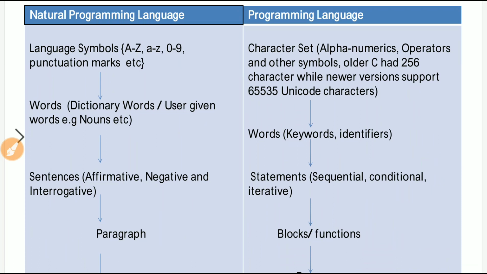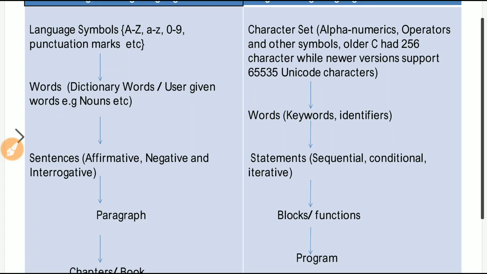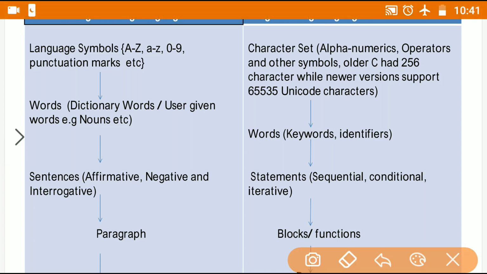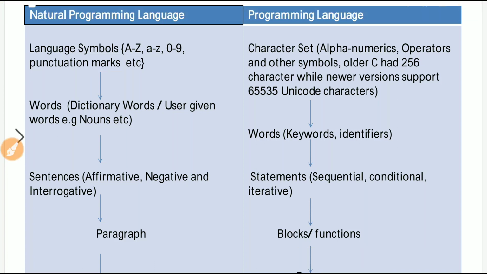There is an analogy between the way you learn a natural language and the way you can learn a programming language. For learning any natural language, first you need to understand the alphabets and the numbers in a language, and then you learn punctuation marks. So this is the starting point where you start learning a natural language.